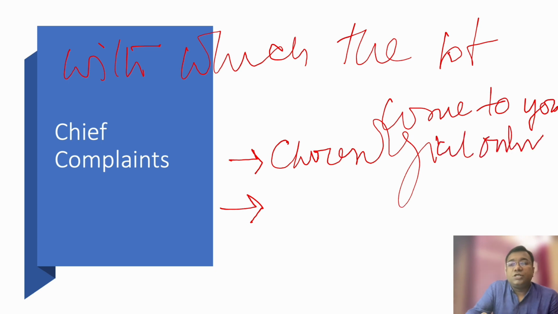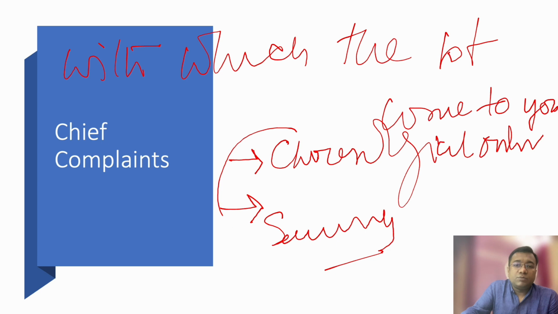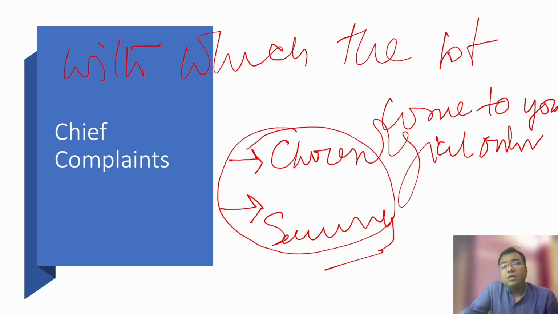Okay, in chronological order. Suppose a patient complains of pain abdomen for the last 2 months and yellowish discoloration of skin and mucous membrane for 1 month. So you write the pain abdomen first, then you write the yellowish discoloration. Now when the duration of the symptom is the same for two symptoms, then you write based on the severity. You write first the one which is more severe, then the second one which is less severe. So, based on chronology and based on severity, these are the ways by which you write the chief complaint.